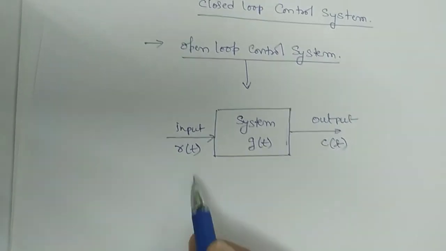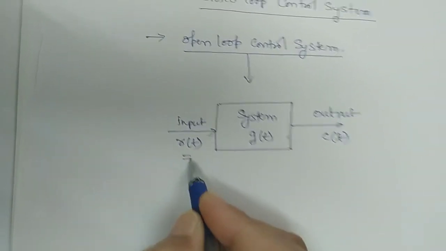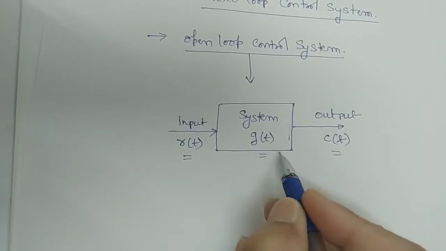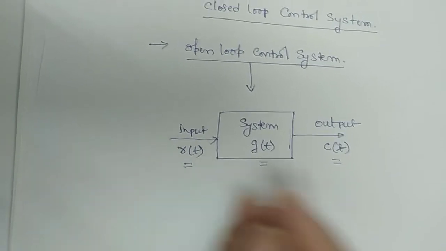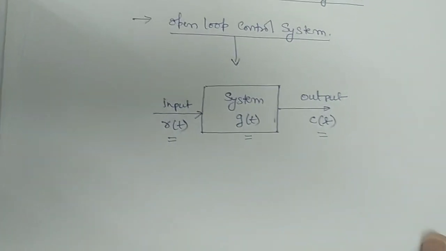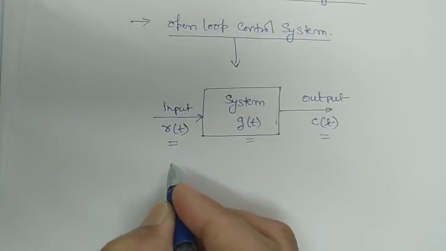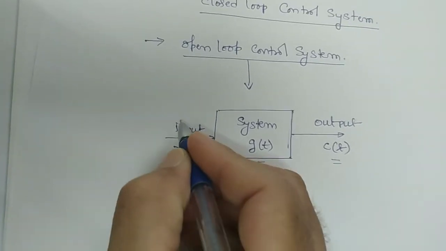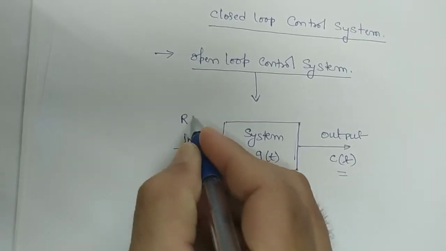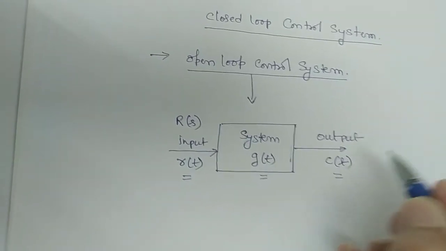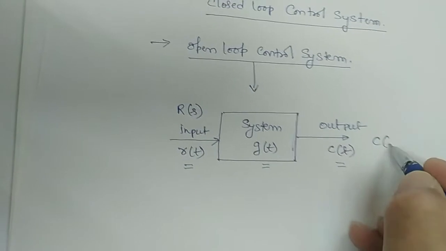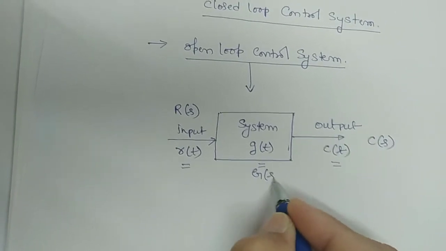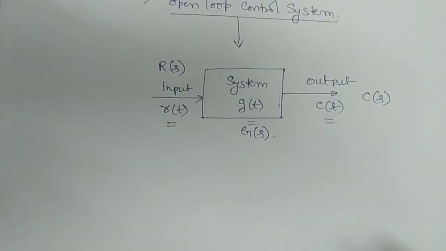For all these there are three parameters. This is input, this is output, this is gain. These three parameters will be written in terms of Laplace transformations. That is, R of t becomes R of s, similarly C of t becomes C of s, and G of t becomes G of s.